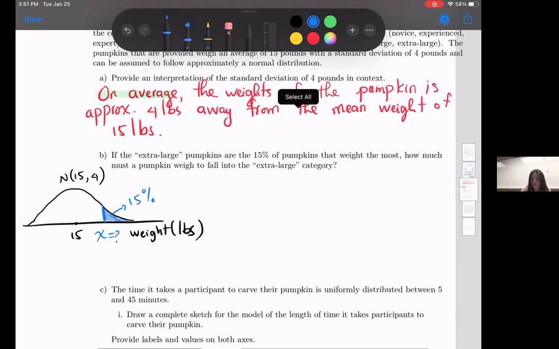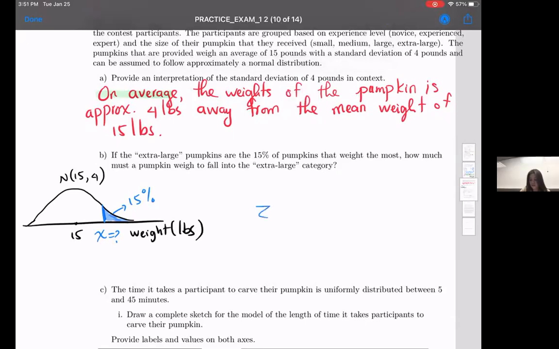So in order to find X, what do I use? We did this before. X minus the mean over standard deviation equals Z score. So Z equals X minus mu divided by sigma. We have mu, we have sigma, but we don't have Z. So how do I find Z?